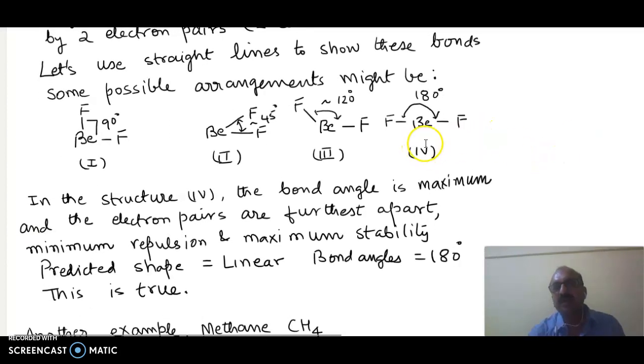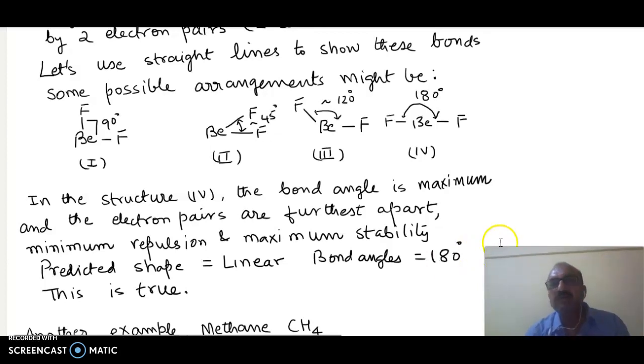It's obvious that the fourth structure, in which the bond angle is 180 degrees, is the arrangement in which these electron pairs are as far apart as possible, because the angle is maximum, whereas in the other structures the bonds are closer together, so there is bound to be more repulsion than in the structure represented in 4. So the VSEPR theory predicts that the shape of beryllium fluoride will be linear and the bond angles will be 180 degrees. And fortunately, this is found to be true.